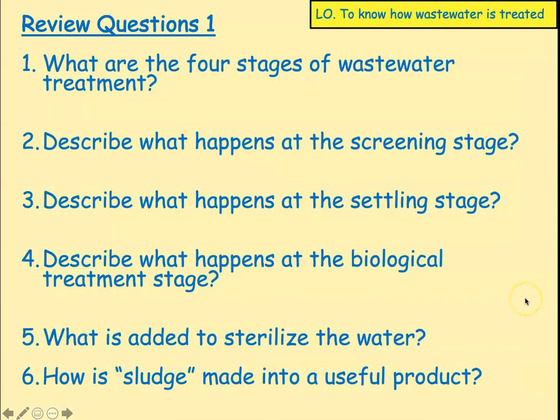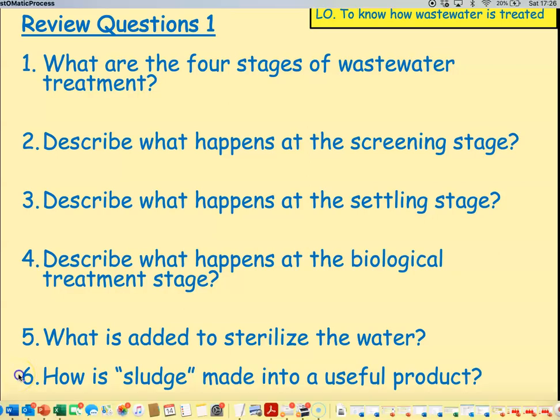Right, let's look at some questions to review what we've done so far. What are the 4 stages of wastewater treatment? Describe what happens at the screening stage. Describe what happens at the settling stage. Describe what happens at the biological treatment stage. What is added to sterilise the water? And how is sludge made into a useful product? So pause the video now and go and answer the questions on some paper, please.